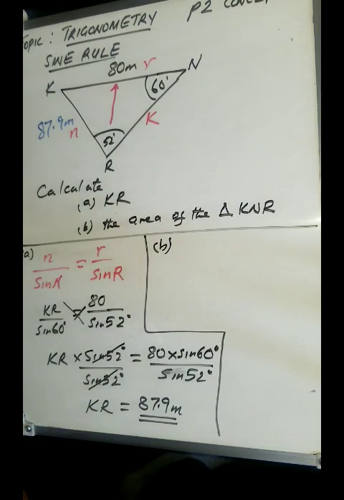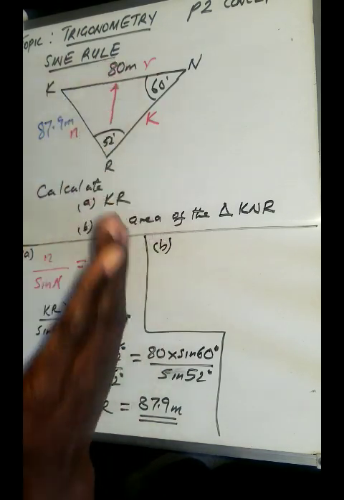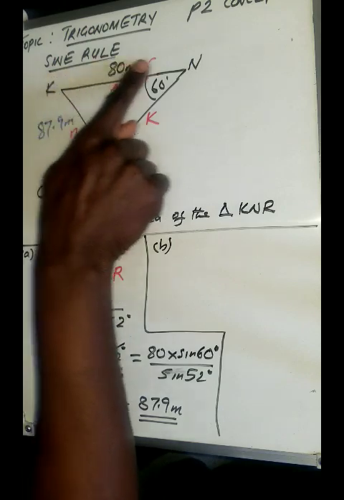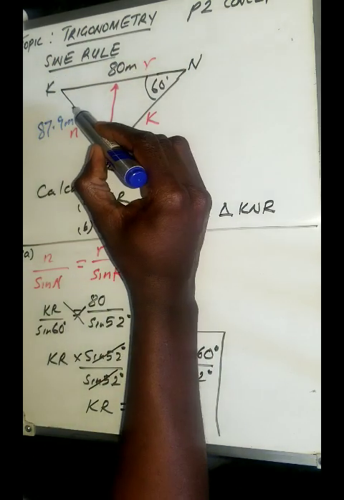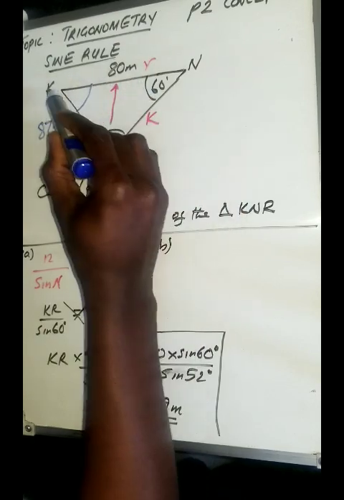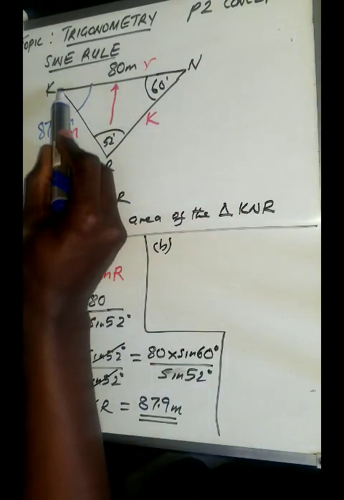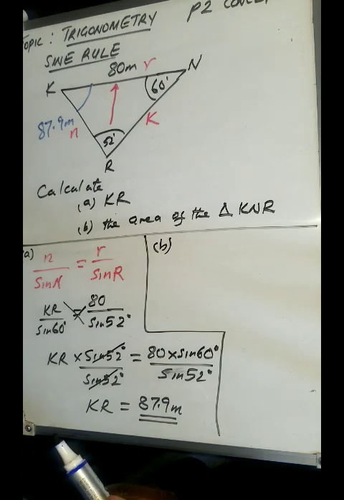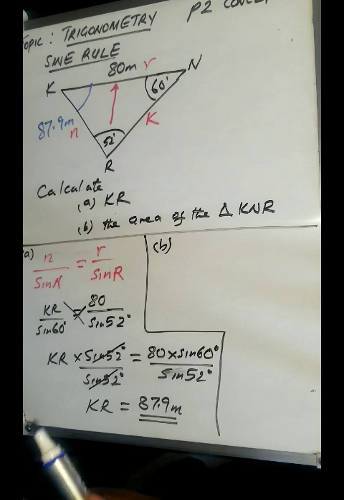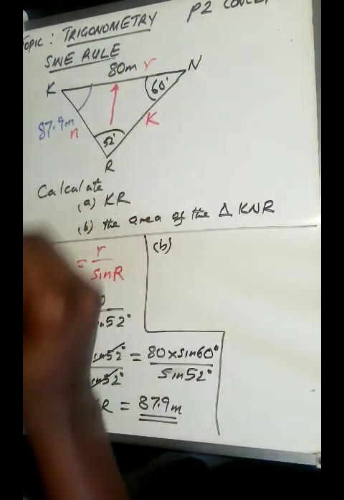Now for the area rule, you need to know 2 sides. So I know this side and I know this side. So which angle are you going to use? It's the angle between the 2 lines that you know. So it is angle K that we are going to use. Now, do we know what angle K is? The answer is no. But one thing that you need to remember is that angles in a triangle add up to what? They add up to 180.